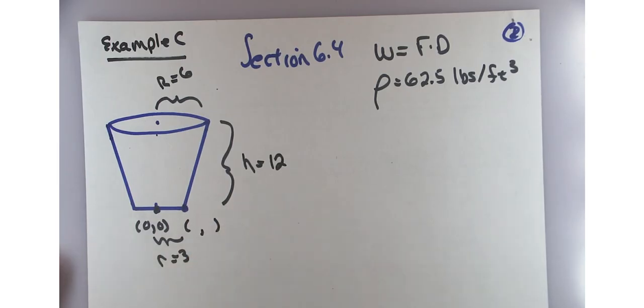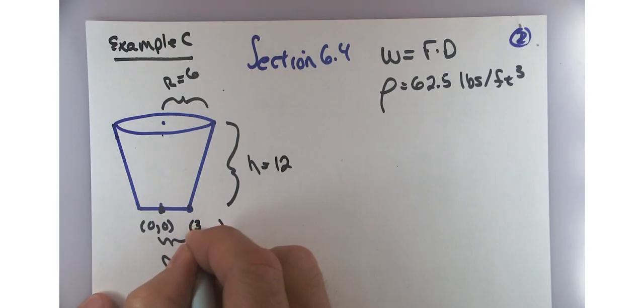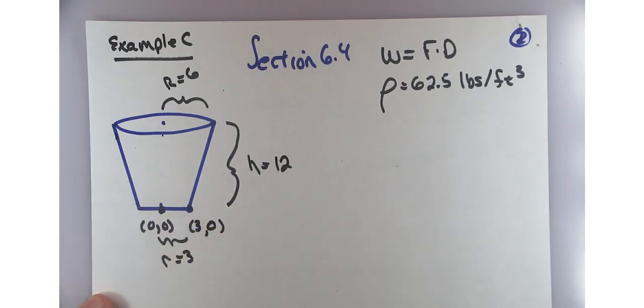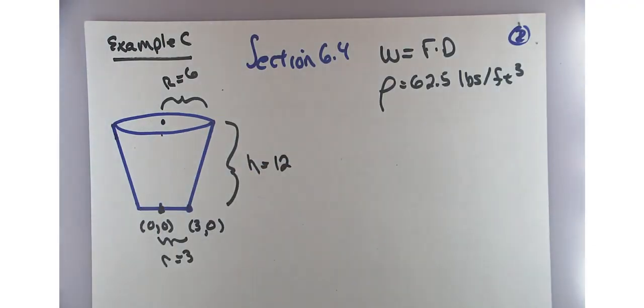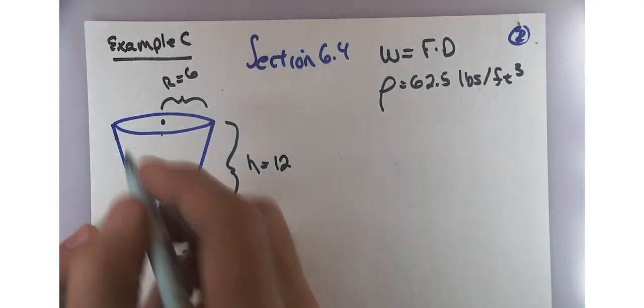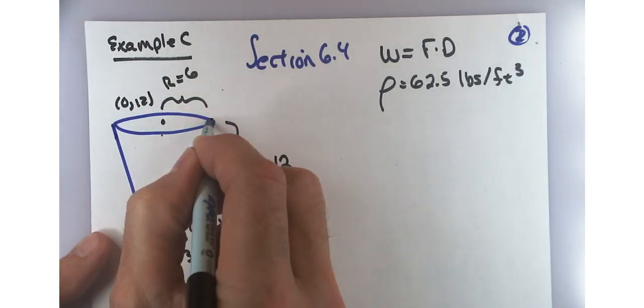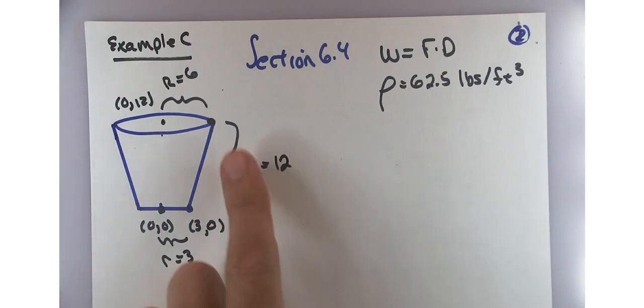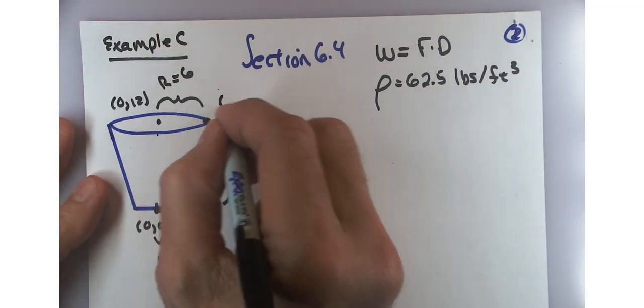What are the coordinates of this point over here? 3, 0. Yeah, thank you, Brandon. 3, 0. All right. Now let's move all the way up to the top. This point has coordinates of what? 0, 12. And then if I move a distance of 6 over here, what are the coordinates at that point going to be? 6, 12. Yeah, 6 and 12. Thank you.